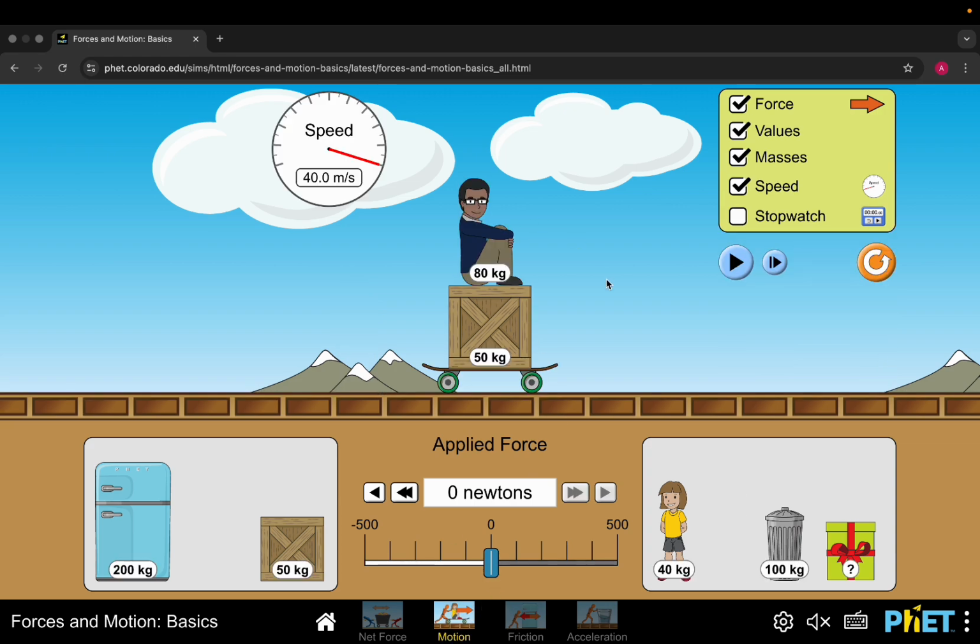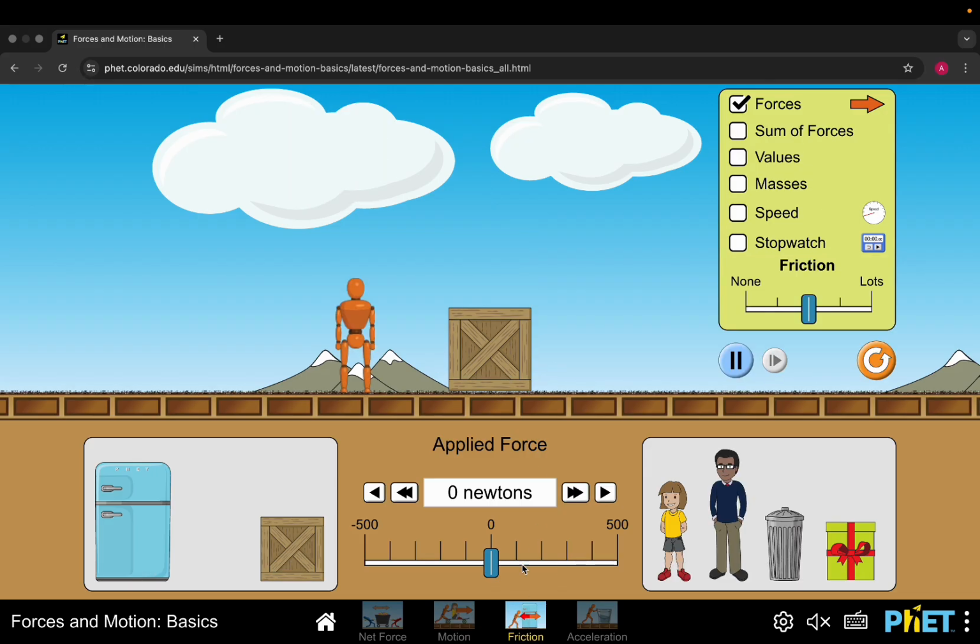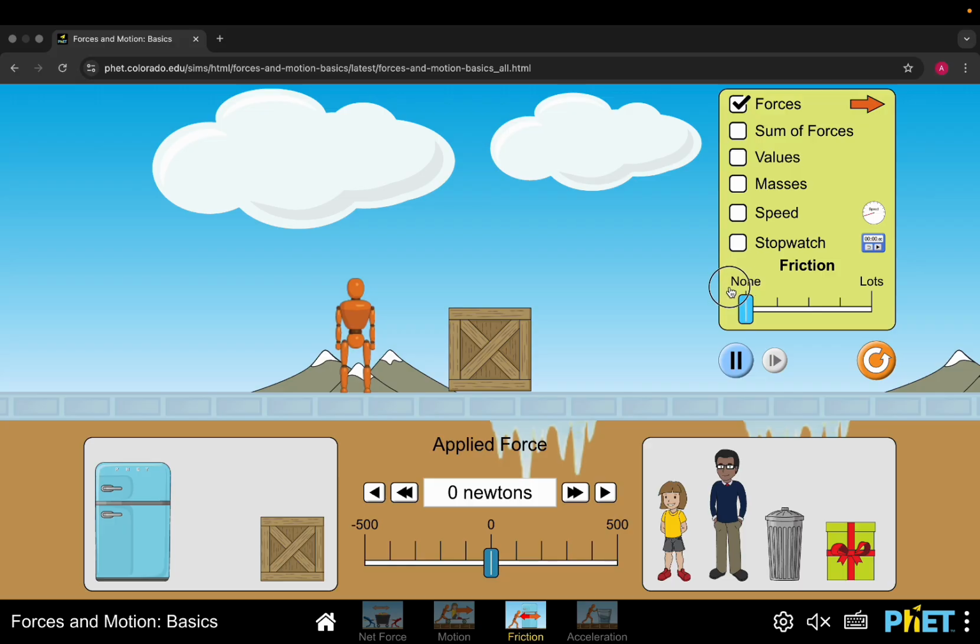That's why I told you here that it is going to keep moving because there's no friction. But now let's see in here. When I increase the friction, oh look, okay, this is a great example.